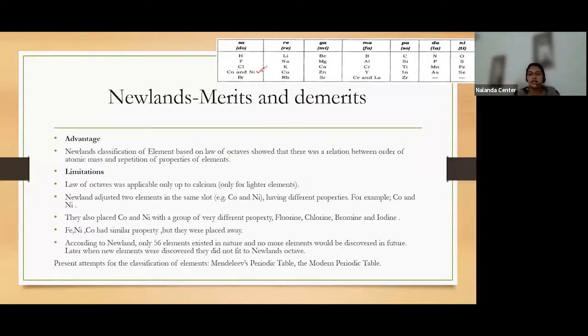Now another thing is that Newland was very short-minded. Please don't quote me anywhere, I'm telling all these things just to memorize. During Newland's time, only 56 elements were there in nature. Only 56 elements were discovered by human beings. He thought that no more elements were going to be discovered in future. So later when new elements were discovered, they were not able to fit them into Newland's periodic table. They found it very difficult to fit the new elements. So that is also another limitation of Newland's periodic classification.